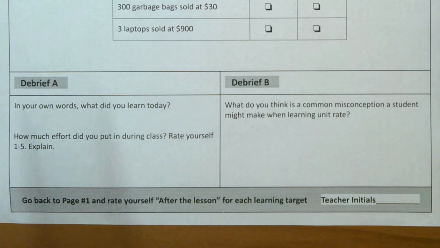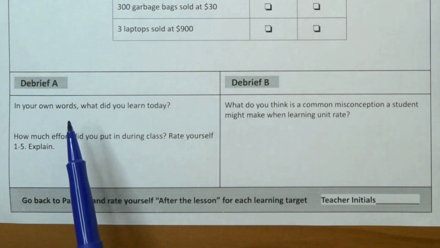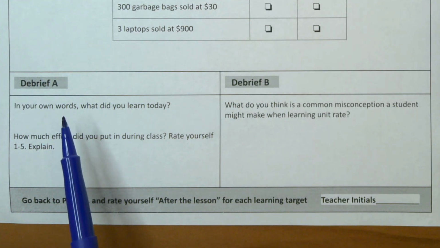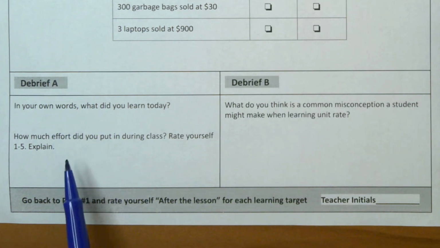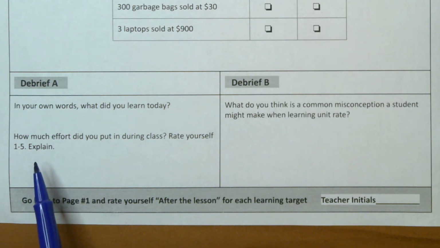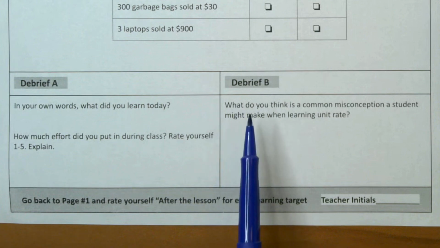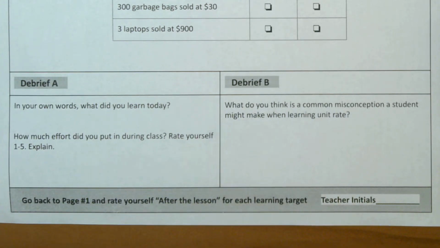Next up, we're going to complete these 3 debrief questions. First one, in your own words, what did you learn today? Sometimes it's helpful to flip back a few pages and just review the problems that you did. How much effort did you put in during class? Rate yourself 1 through 5, 1 being the lowest, 5 being the highest. Explain. And then what do you think is a common misconception or a common mistake a student might make when learning unit rate or unit cost?